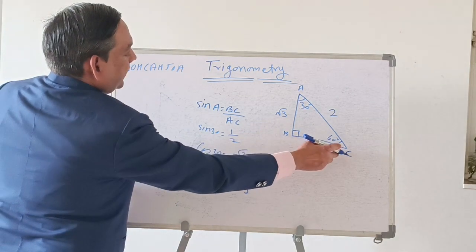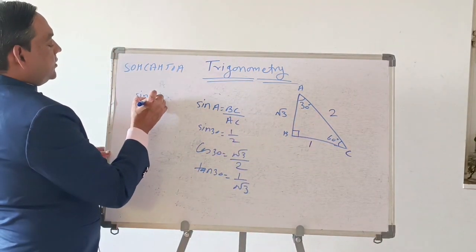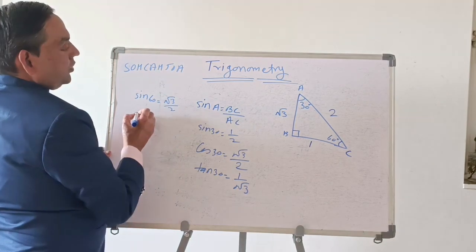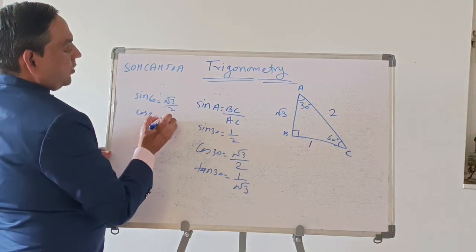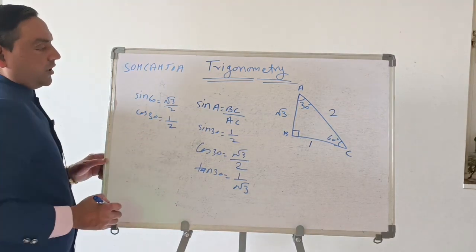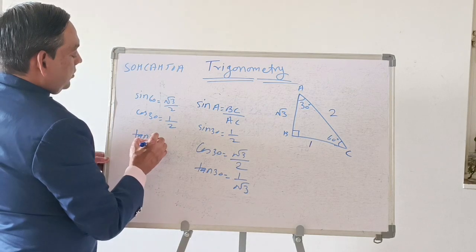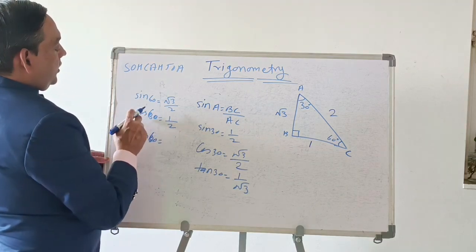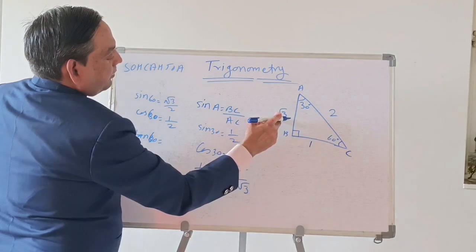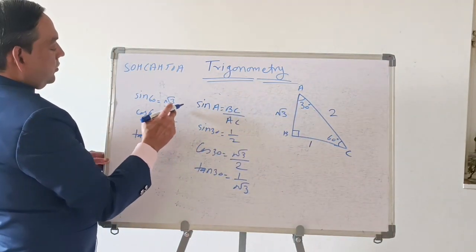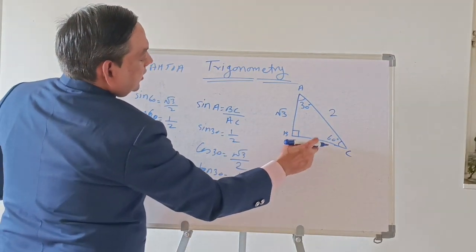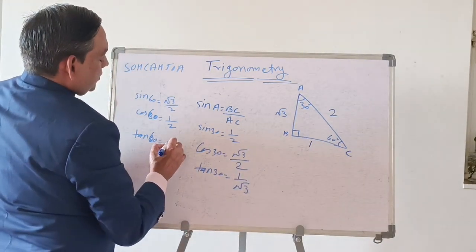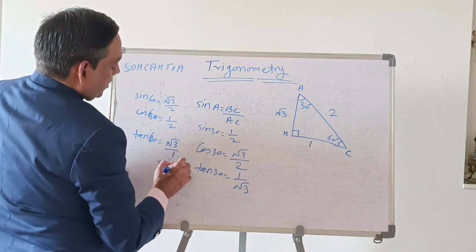Same way if we go with the angle C, which is 60 degree, sine 60 is equal to opposite over hypotenuse, which is root 3 upon 2. Then same way cos 60 is equal to adjacent upon hypotenuse, 1 upon 2, and tan 60 is equal to opposite over adjacent, which is root 3 upon 1, which is equal to root 3.